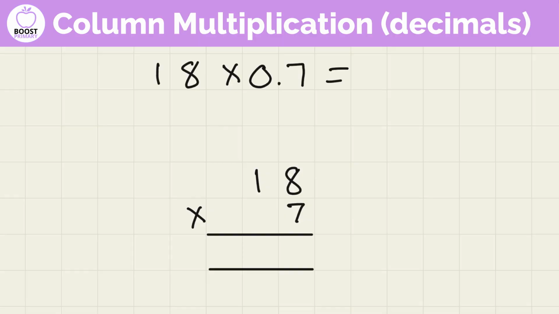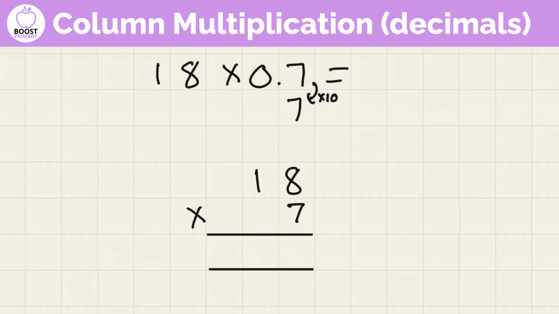Welcome to this video on using column multiplication to multiply decimals. Let's have a look at a few questions together. The first question is 18 times by 0.7. The key to unlocking this type of question is to turn the decimal into a whole number.